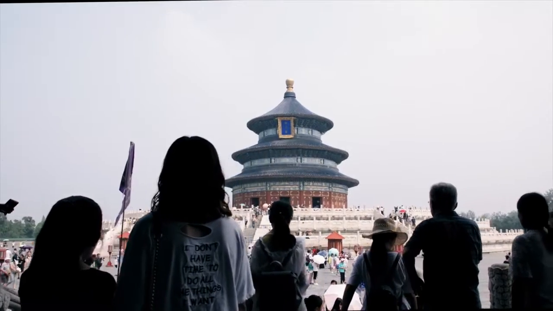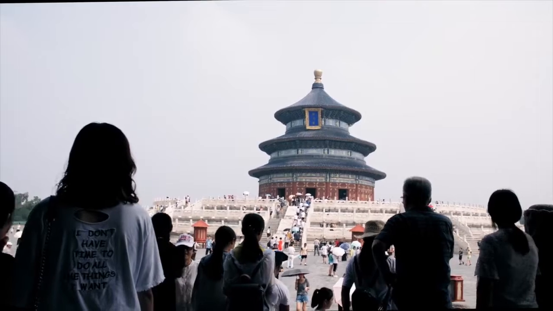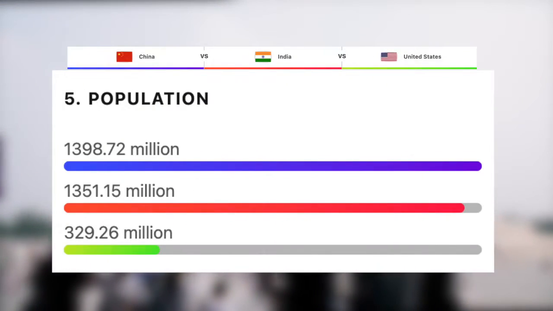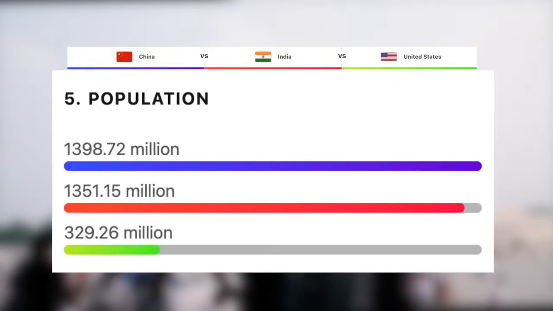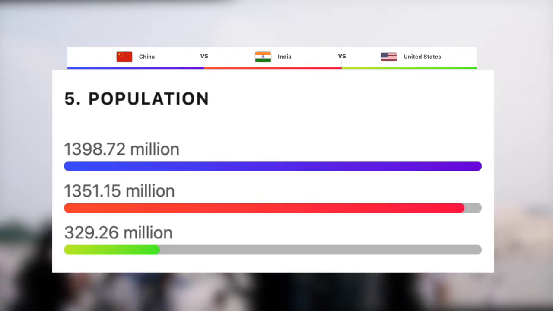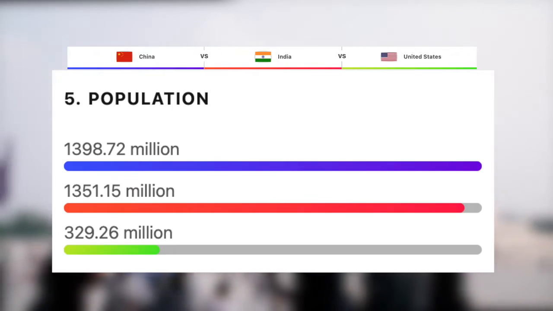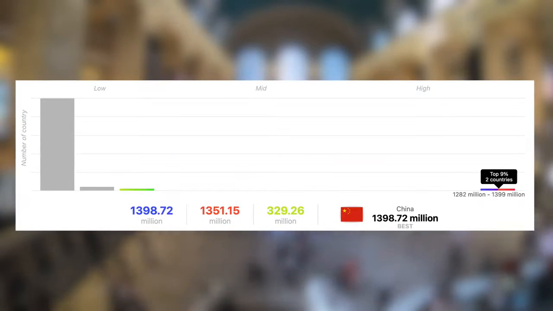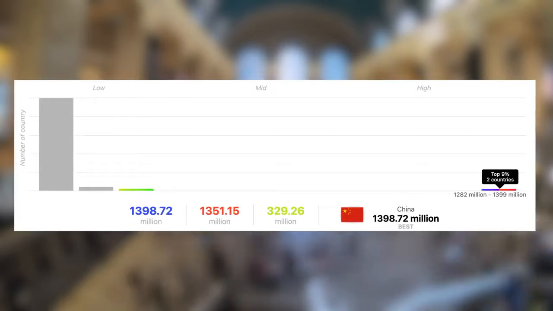We begin with arguably the most influential statistic when looking at these three countries: their population. China has a population of roughly 1.4 billion, followed just behind by India with 1.35 billion, and then the United States with 330 million. To put this in perspective, India, which is the second most populated country on Earth, has roughly 1 billion more people than the third most populated country, which of course is the US.